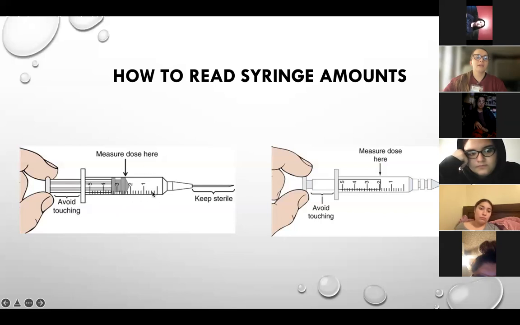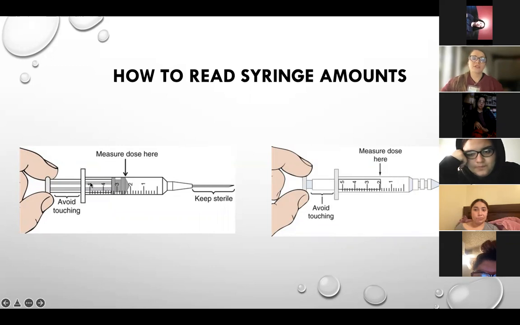So if you read the measurement back here as like 3.1, or sorry, these are tick marks of 2, 3.2, that would be incorrect. The measurement on the syringe is, let's see, 2.2, 2.4. That is the actual measurement. So always make sure that you're measuring from the top of the plunger, not the bottom. And when you are pulling up medications, we want to, of course, keep our needle sterile, and we want to avoid touching the plunger back here as well.